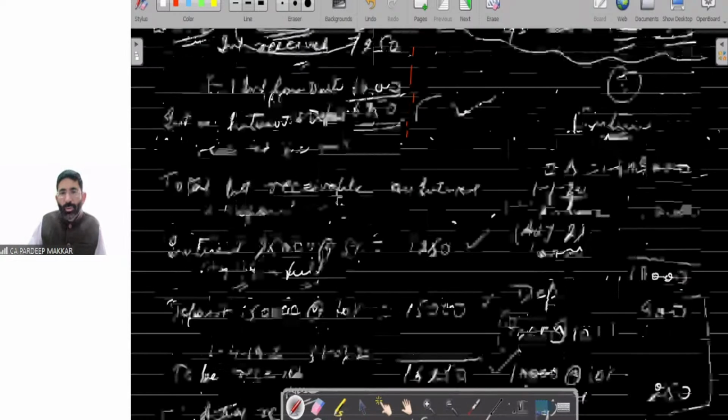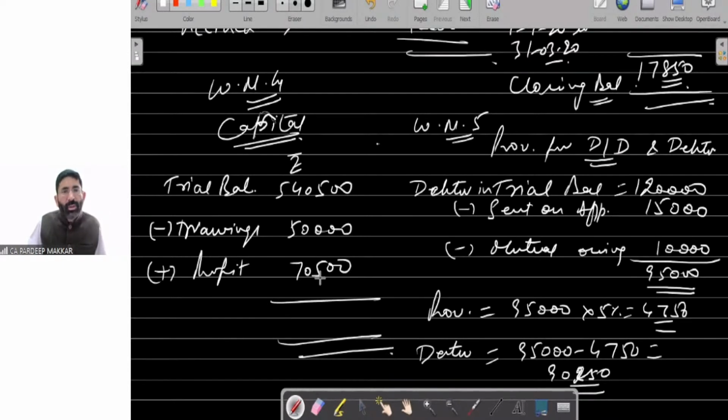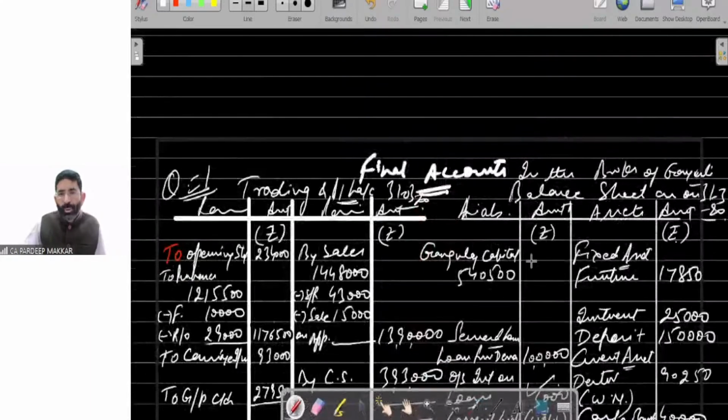Okay. So this will go to capital account. That is added the profit, 70,500. Now this will be the result of capital account. This will be 5,61,000, working on number 4, 5,61,000. So here we may write the working note number. Instead of writing the full amount, we may write the working note number.